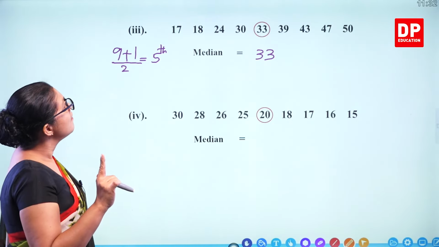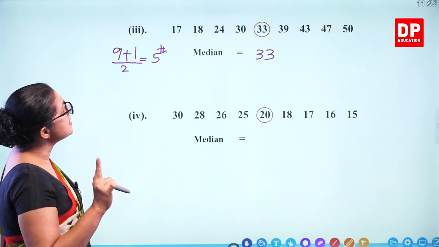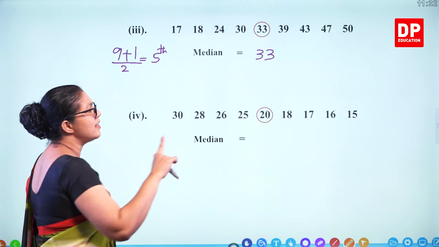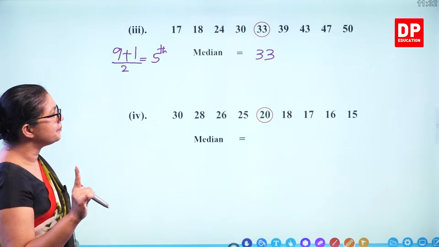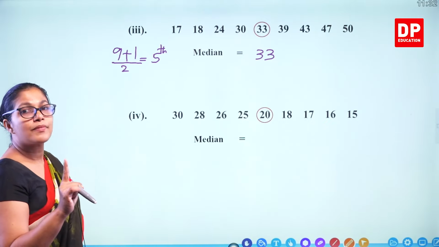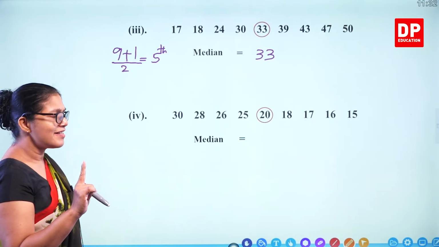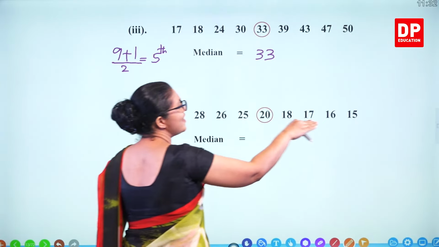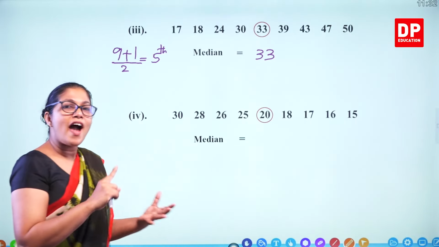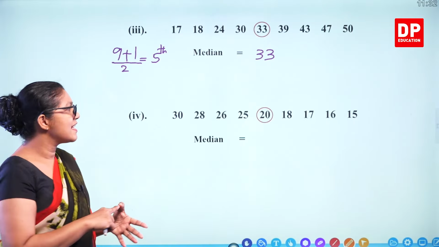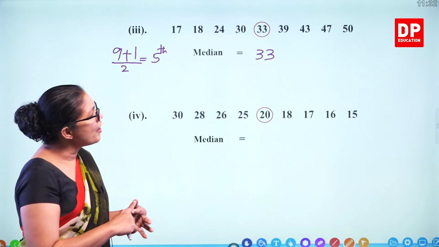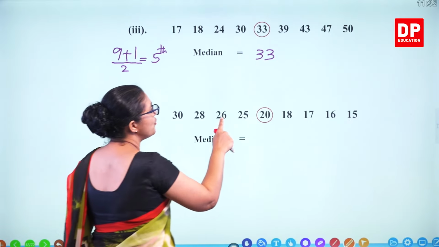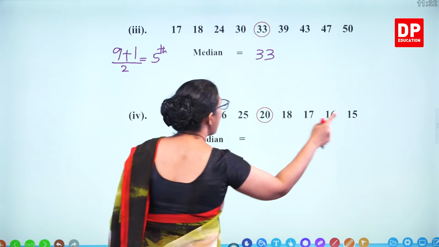Here we have to arrange the data set in increasing order. This one is okay, but this one is not in order. Is it in increasing order or decreasing order? This is in decreasing order, doesn't matter. So either you can arrange the data set in increasing order or decreasing order, and you can find out the middle term.